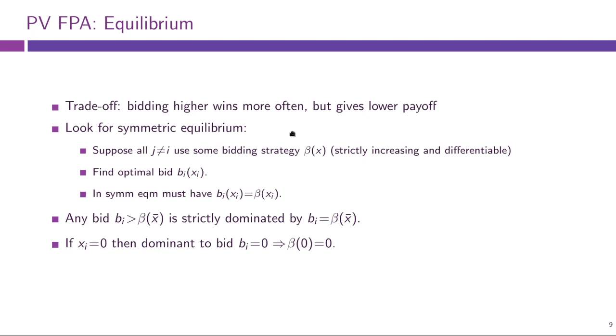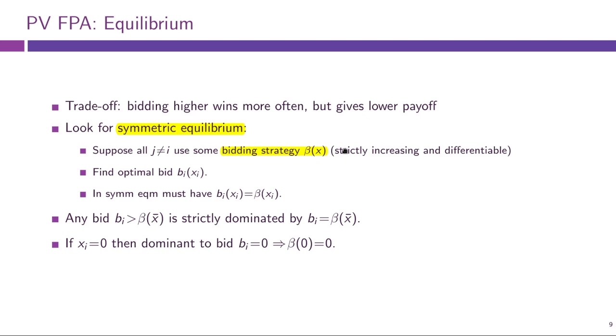And the way we will solve this model is we will look for symmetric equilibrium, which is only natural because we assume that our traders are symmetric, meaning that we will think that they are all using the same bidding strategy given by some beta of x. So my bid, when my private valuation is x, is given by beta of x.